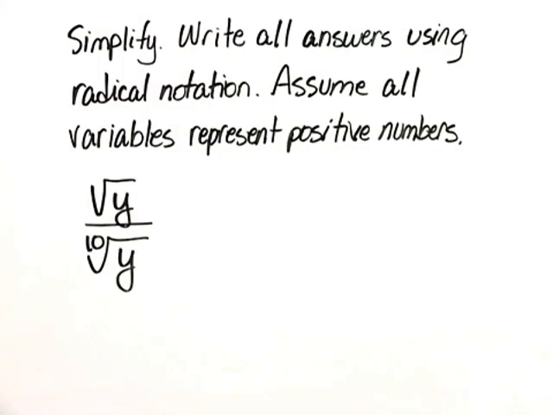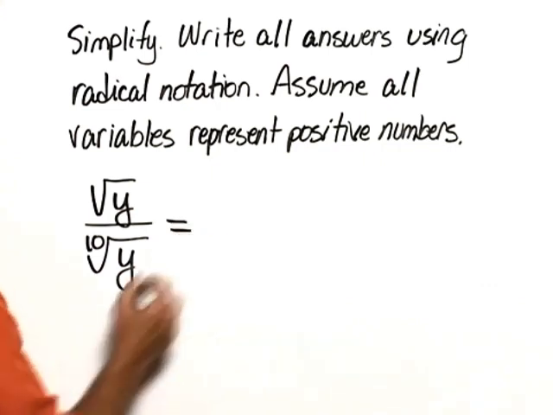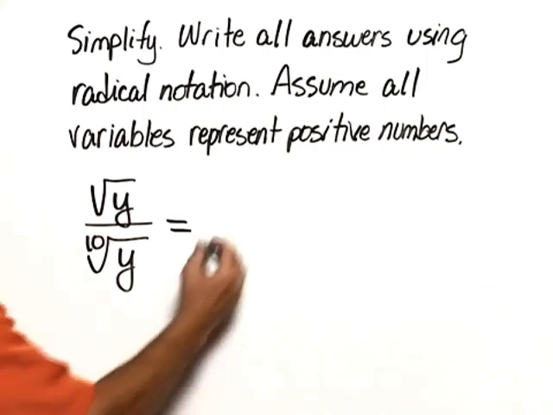Simplify, write all answers using radical notation, assume all variables represent positive numbers. The square root of y divided by the 10th root of y. We'll begin by rewriting these expressions with fractional exponents.